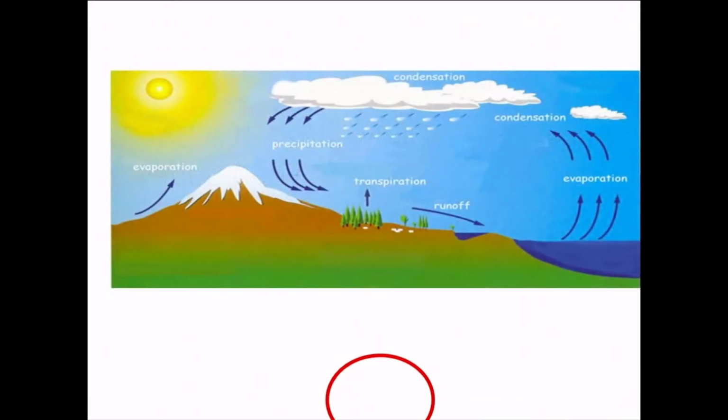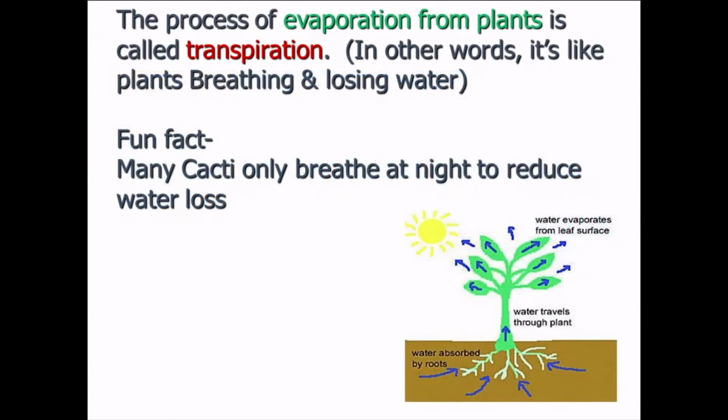The next step we will be talking about is transpiration. Transpiration is when plants evaporate water from themselves. When plants breathe in carbon dioxide, some water evaporates. That lost water is called transpiration. Fun fact, many cacti only breathe at night to reduce water loss. Due to the lower temperatures at night in the desert, the plants will lose less water to evaporation while still retaining their carbon dioxide intake.